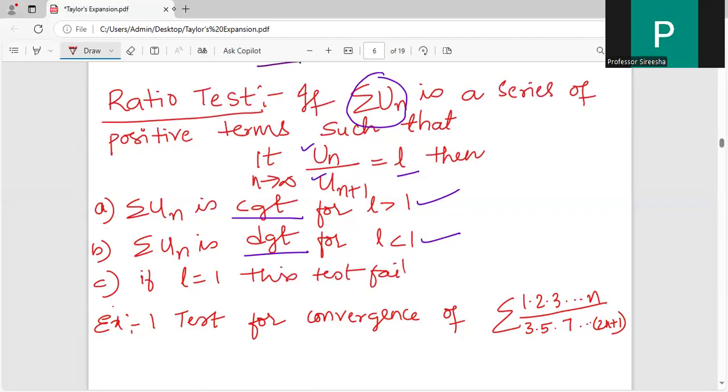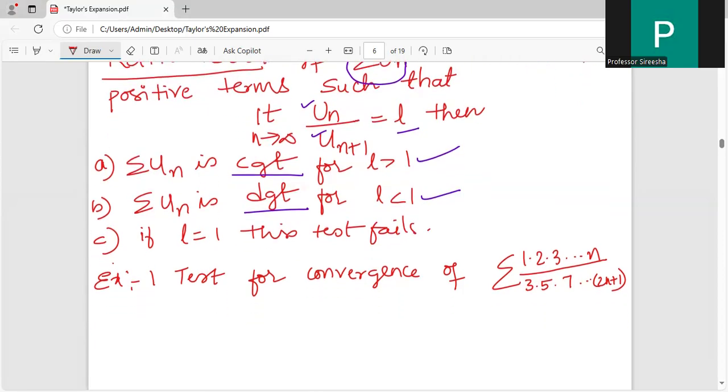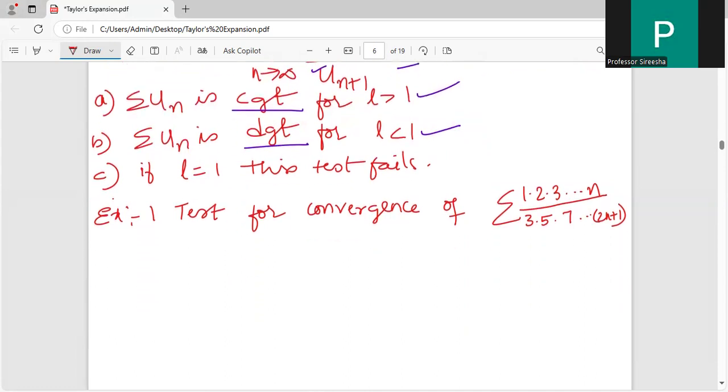That means we need further investigation, or we need to use some other test to check whether the series is converging or diverging. Basically, convergence means tending to a finite value. Diverging means tending to an infinite value. So we are more interested in a converging series than a divergent series.